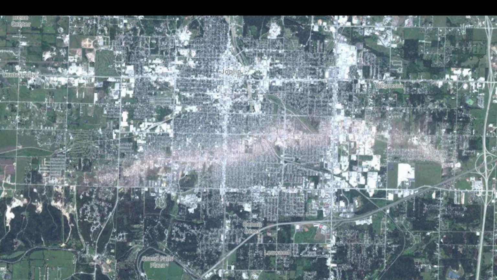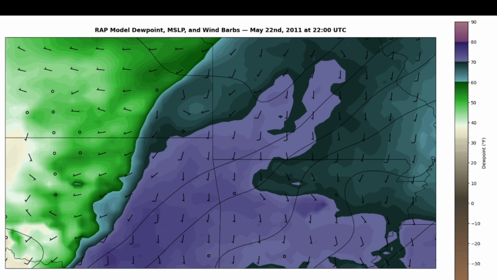What meteorologically led to the most catastrophic tornado in recent American history? In this video, we're going to find out. May 22nd, 2011 was not the most classic of setups. In fact, it was quite different, especially when compared to a setup like May 3rd, 1999.